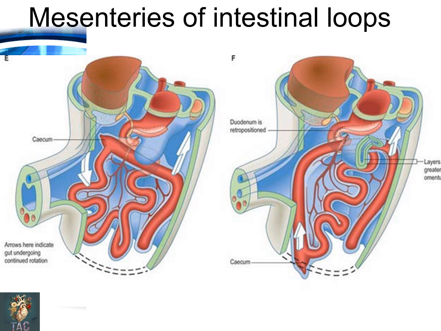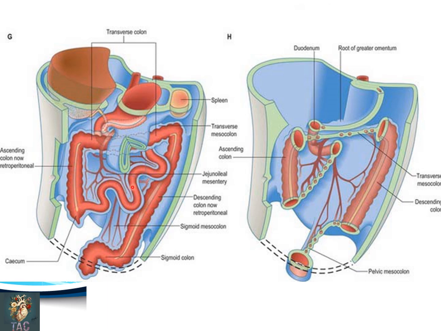So in this diagram you can see these are the loops of the greater omentum which are present. This is the mesocolon of the ascending colon. This is the mesocolon of the transverse colon, and this is the descending colon with its mesocolon, and this is the sigmoid mesocolon with the sigmoid colon and the rectum, and these are the loops of the small intestine with the mesentery proper.